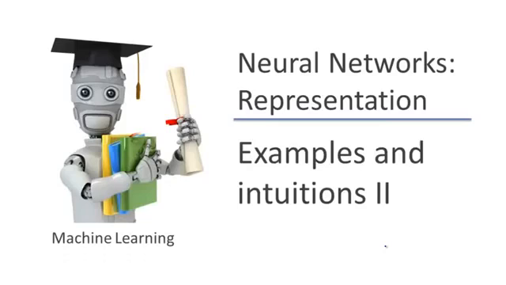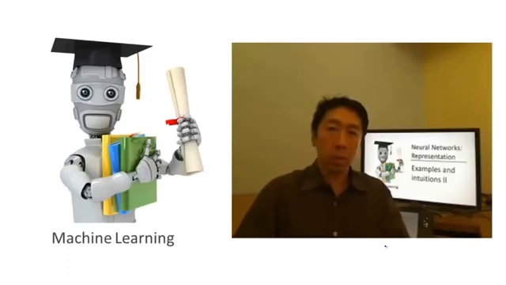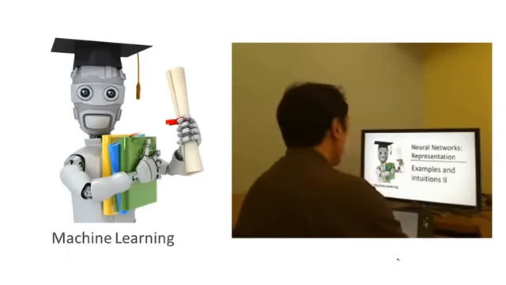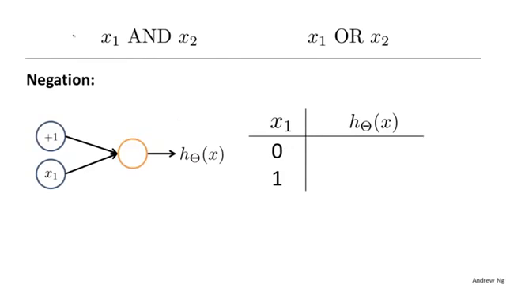In this video, I'd like to keep working through our example to show how a neural network can compute complex nonlinear hypotheses. In the last video, we saw how a neural network can be used to compute the functions x1 AND x2 and x1 OR x2 when x1 and x2 are binary, that is, when they take on values in 0, 1. We can also have a network to compute negation, that is, to compute the function NOT x1.